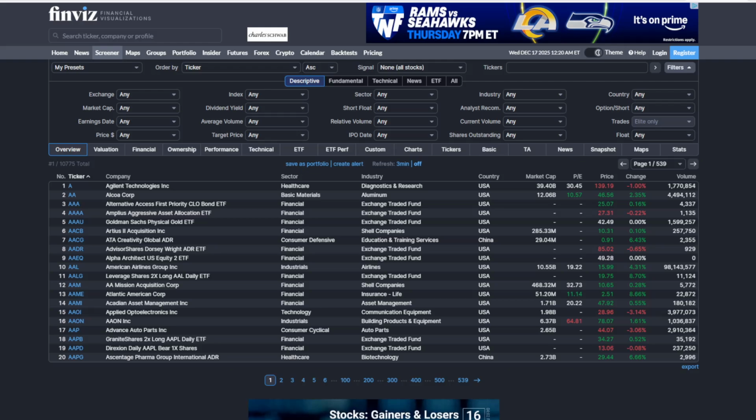Using a stock screener is probably one of the most important tools that an investor can have in their toolbox. Today I'm going to use FinViz.com. I'm going to show you how to use it to find very simple criteria that you can use in your own portfolios to screen out wonderful, fantastic companies.